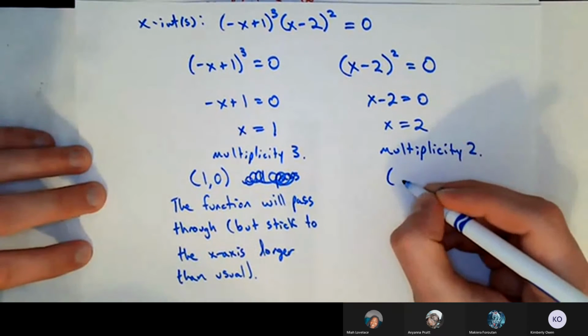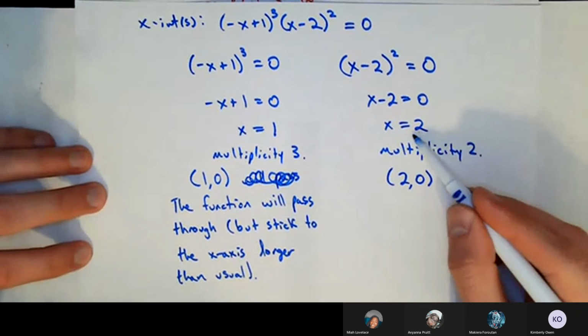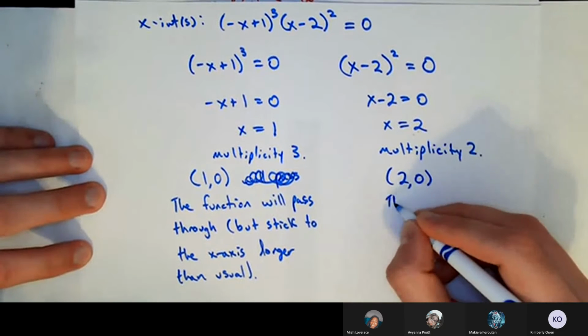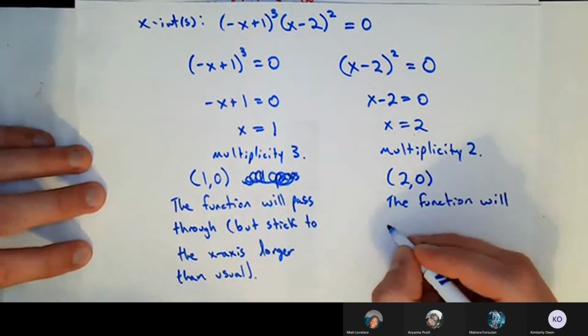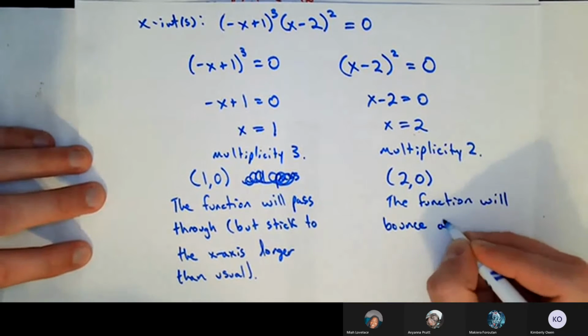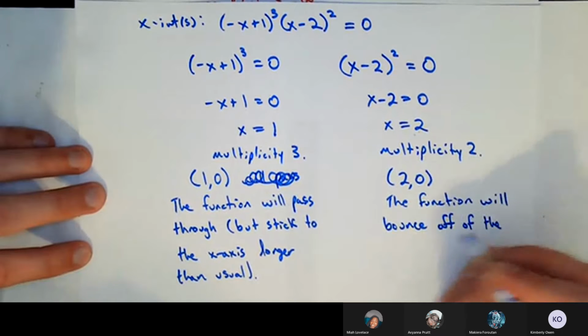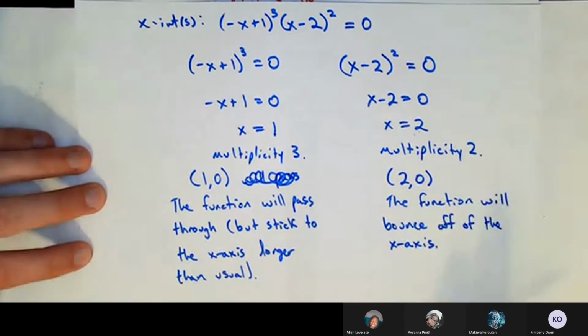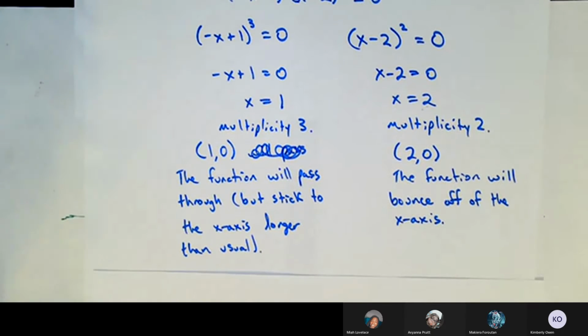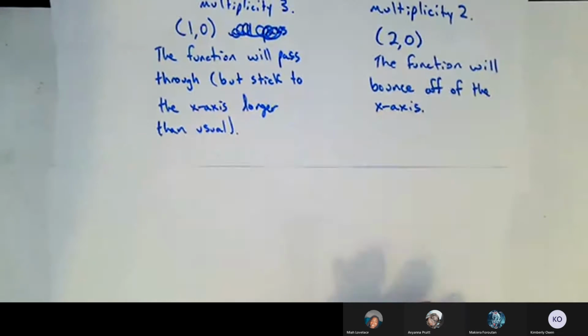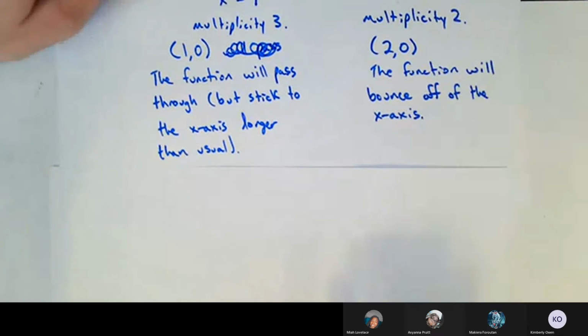Now over here, this x-intercept 2, 0 coming from that 2, the function will bounce off, similar to examples we looked at a second ago. The function will bounce off of the x-axis. All right, so let's draw a sketch now. I'll give you a second to write that down if you need to. All right.